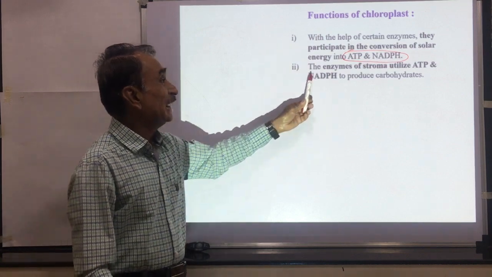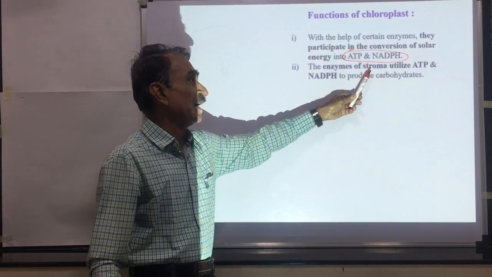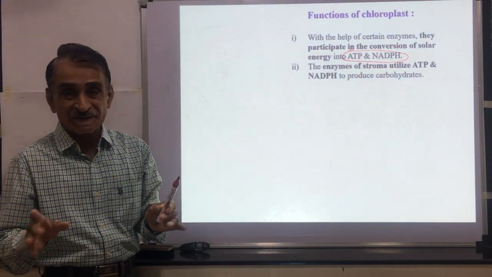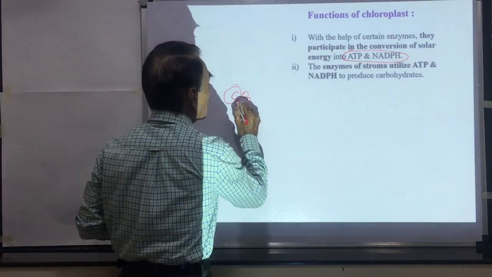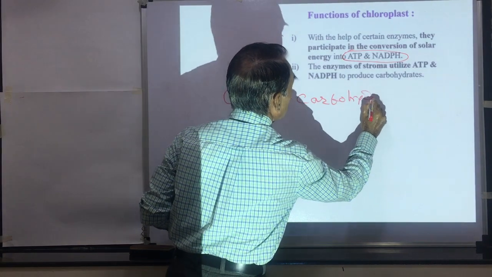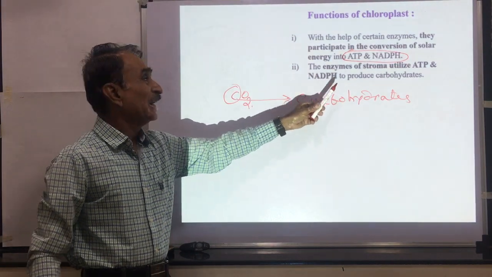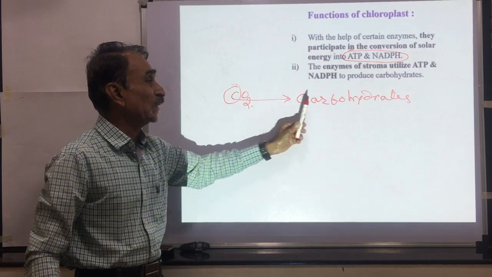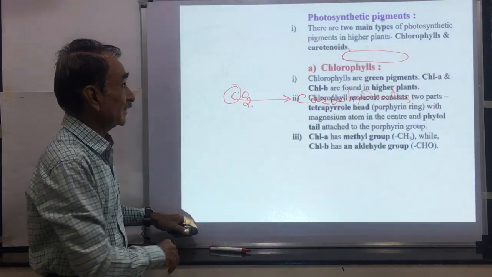In the second part, enzymes of the stroma are involved. In this stroma, various enzymes are present. They utilize ATP and NADPH to produce carbohydrates. CO2 is reduced into carbohydrates in the second part. This is called the dark reaction, which we are going to see in detail afterwards. These are the functions of chloroplast.